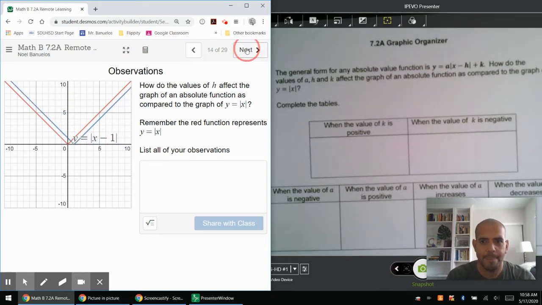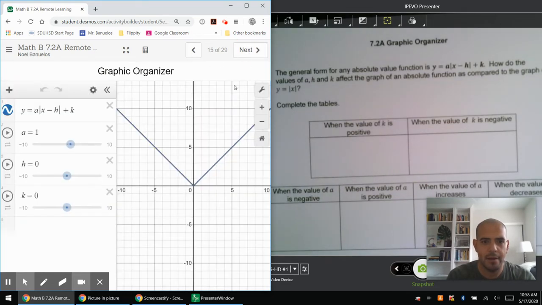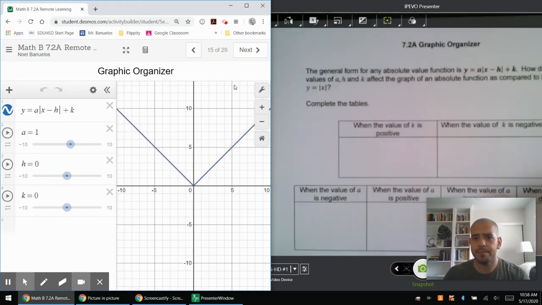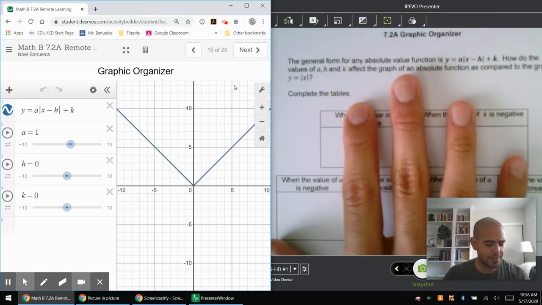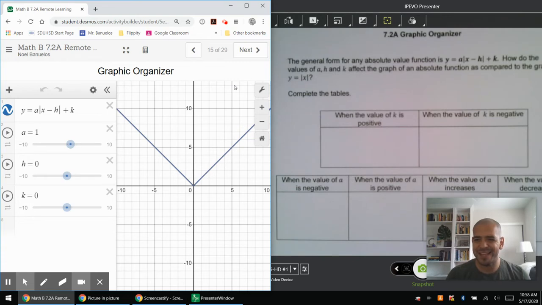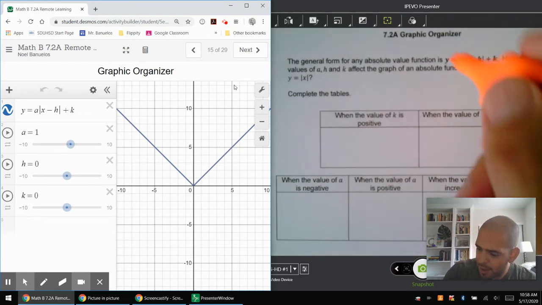All right, moving on. So here we are. Hopefully you have your graphic organizer, and we're going to fill this out. This might take a little bit of time. I'm going to try to go nice and slow.